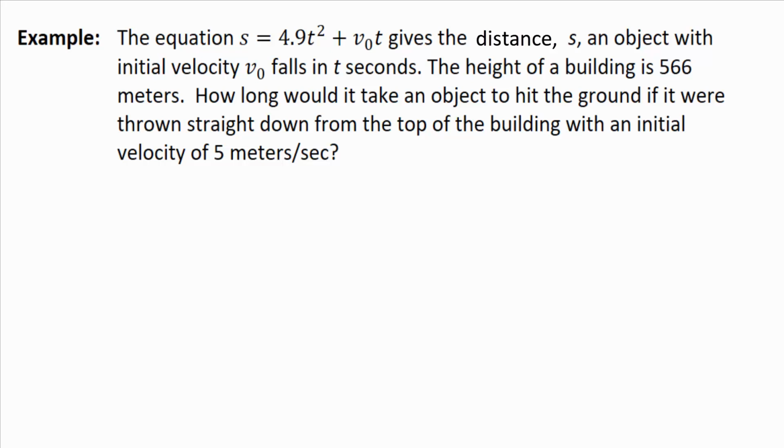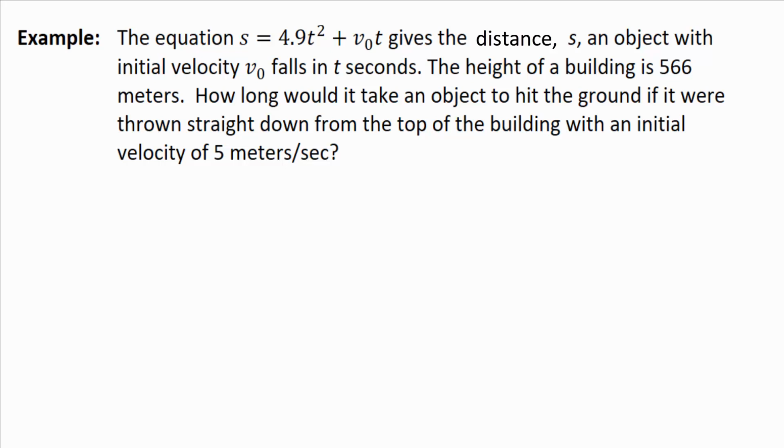Okay, so you're going to see an application like this in your homework. The equation S equals 4.9 t squared plus v naught t, where v with the subscript 0 is called v naught. It's not N-O-T, it's not N-A-U-G-H-T or something like that. So 4.9 t squared plus v naught t gives the distance S, S stands for distance, an object with initial velocity v naught falls in t seconds.